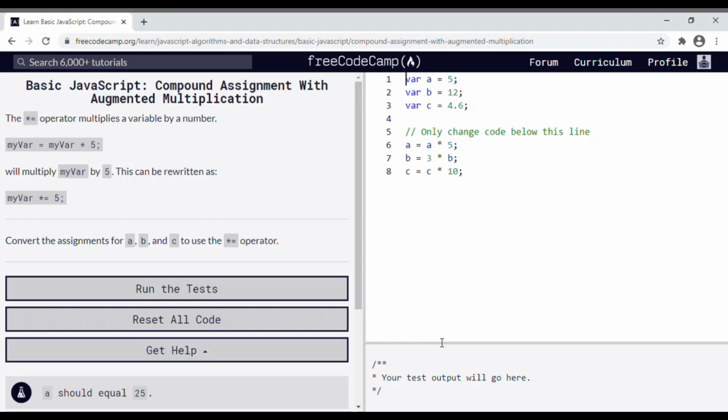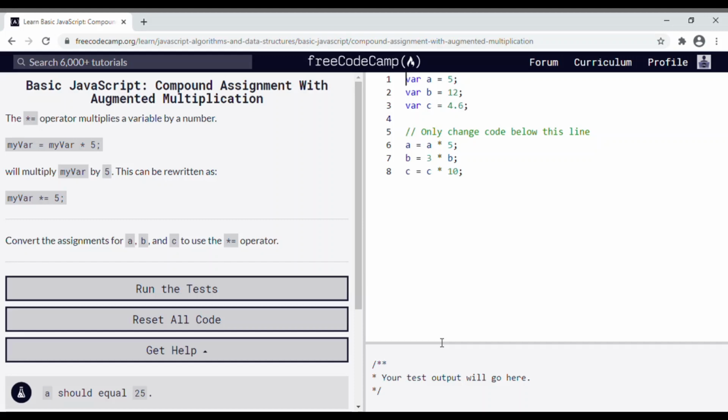Compound assignment with the augmented multiplication. So it seems like all these operations, if you put the equal sign after it, you can use this set of logic for it. So I'm assuming the next one will be divide. The star, I even forgot what that word is.